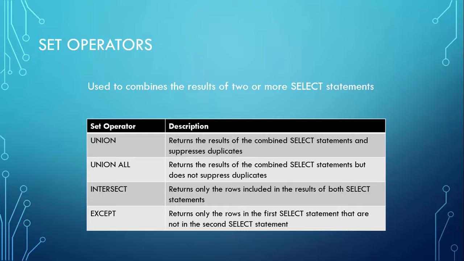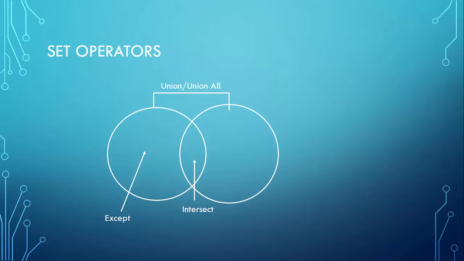We have union and union all, both of which can be used to combine the results of the queries. Union suppresses duplicate values between the queries, and union all does not. Intersect returns only the rows that are in both queries, and except returns the rows in the first that are not in the second. So if we look at a Venn diagram, we can see the differences between our set operators. Union and union all are both circles. Intersect is just where they overlap, and except is the first but not the second.